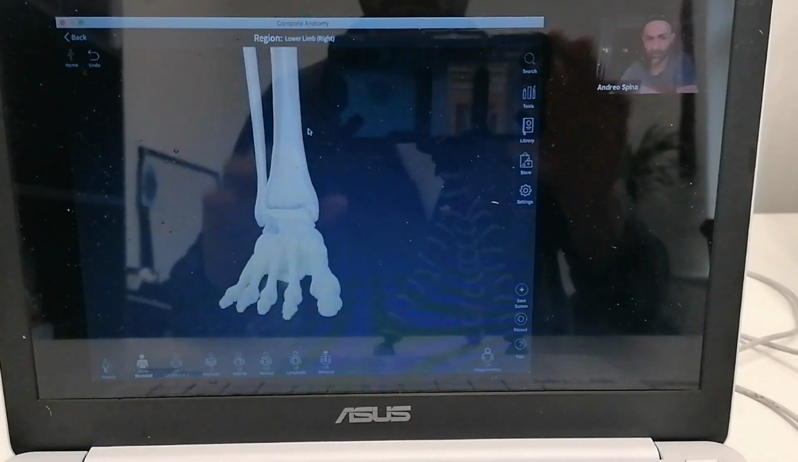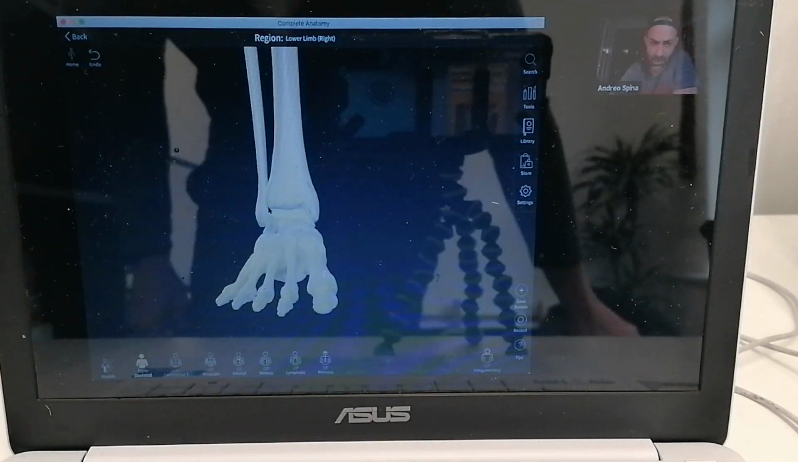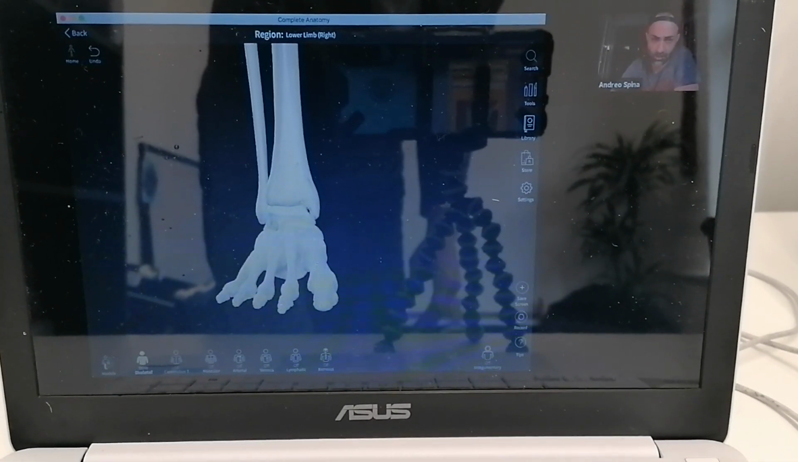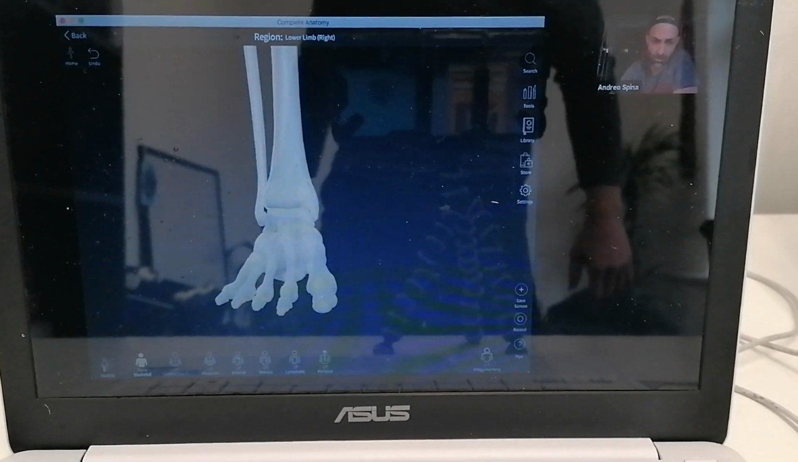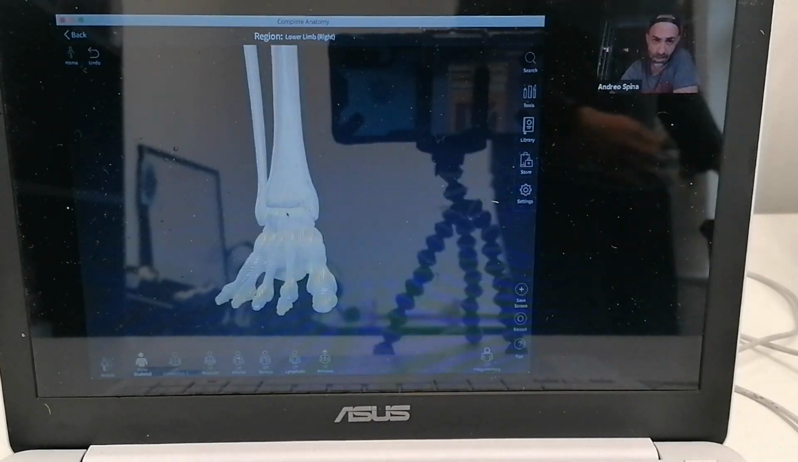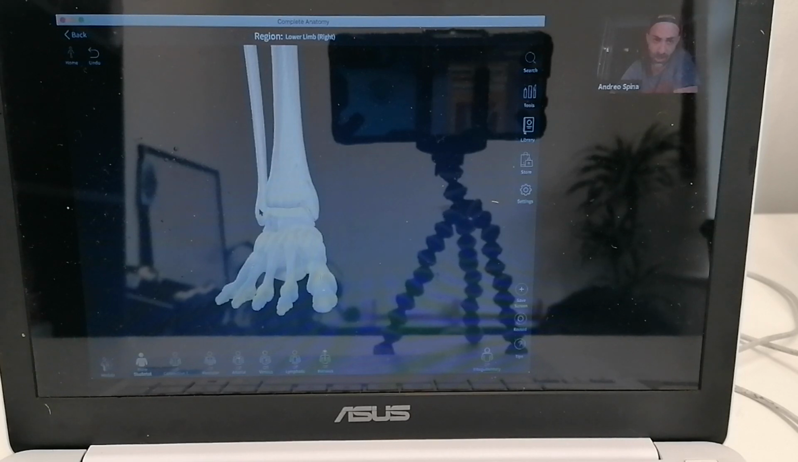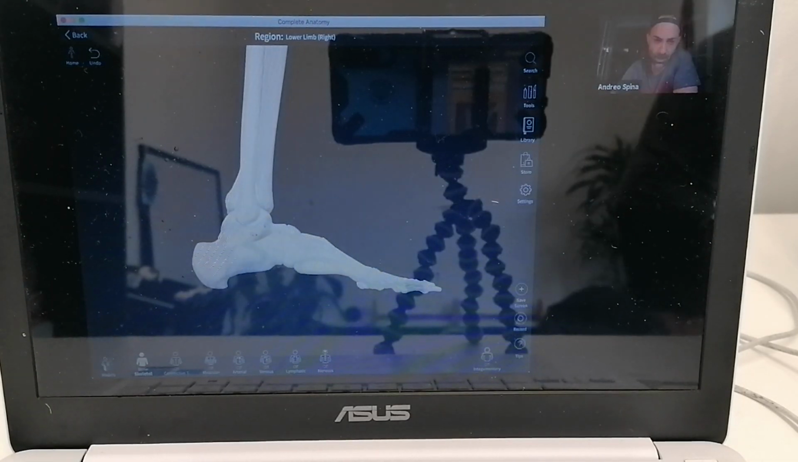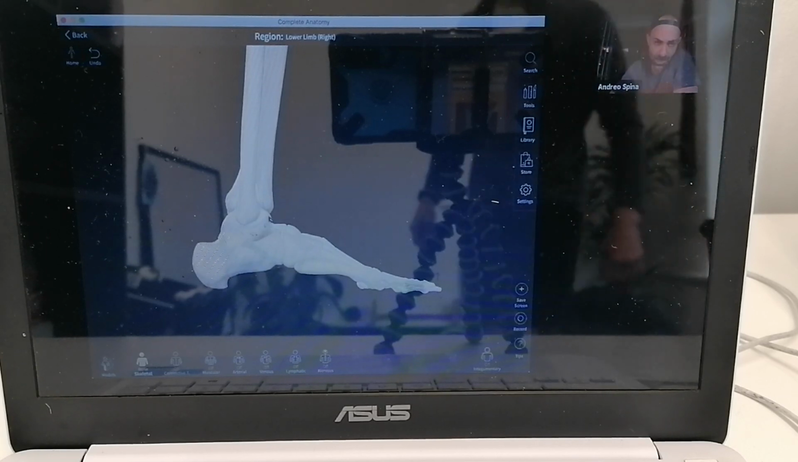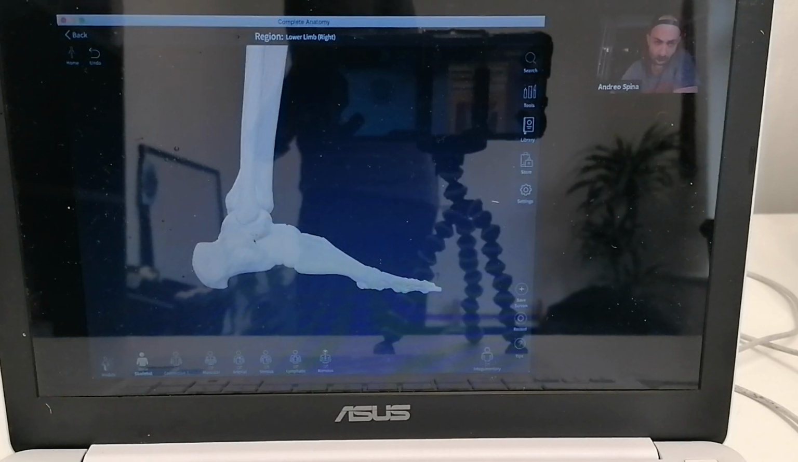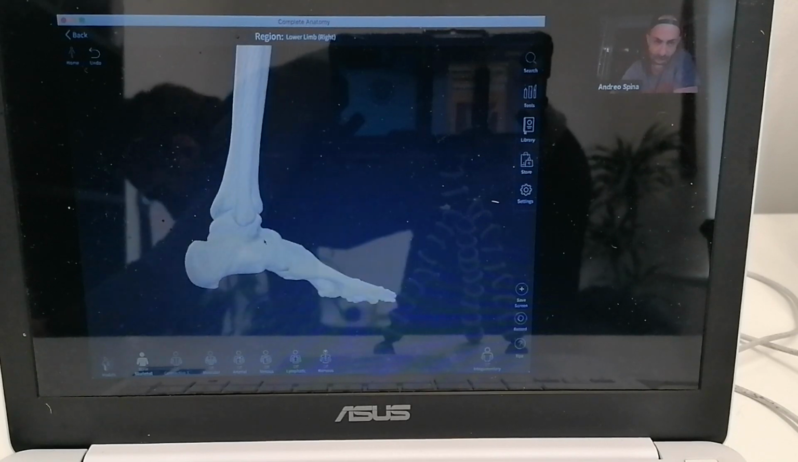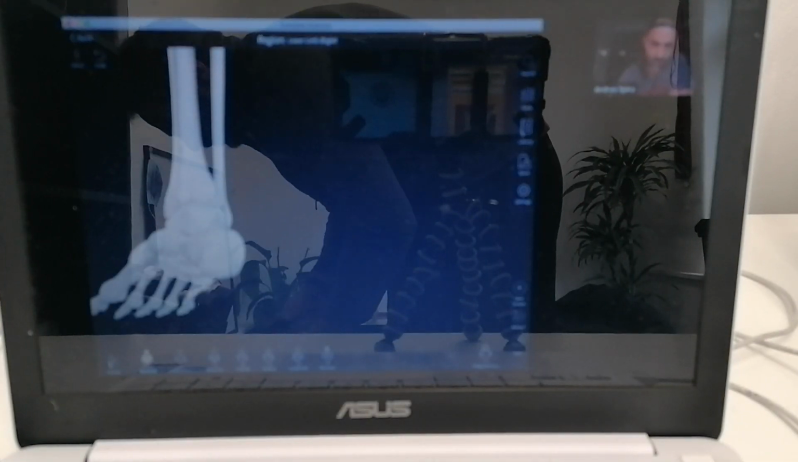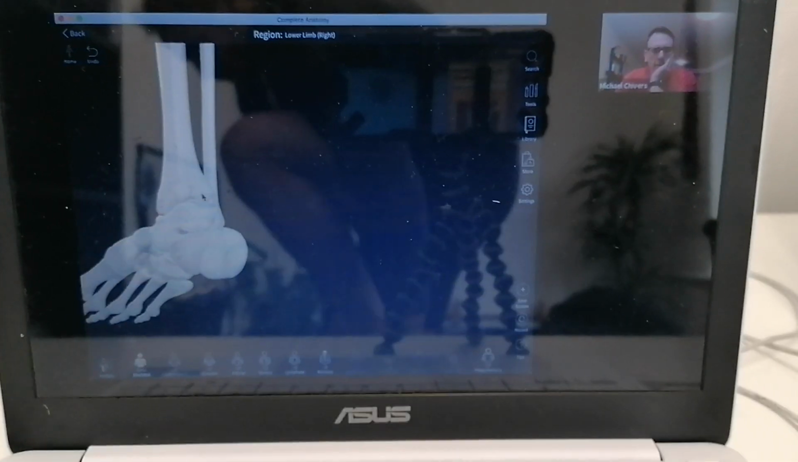Here we go. So there we have that space that Mike is referring to, the mortise joint itself. This is the talus, and then you have this tibia and fibula sitting there. Then as I come around that way, you see the talus sitting on the calcaneus, and that calcaneus is forming the subtalar joint, which you see right there.